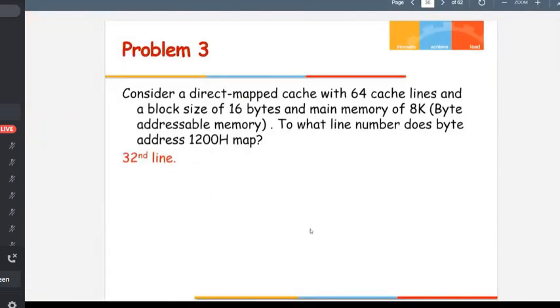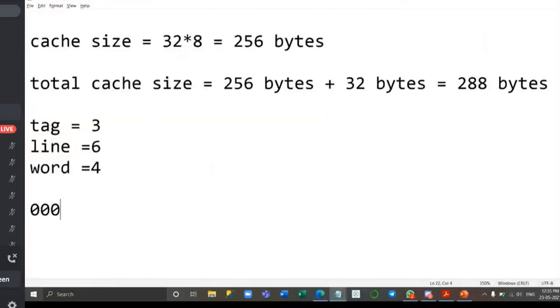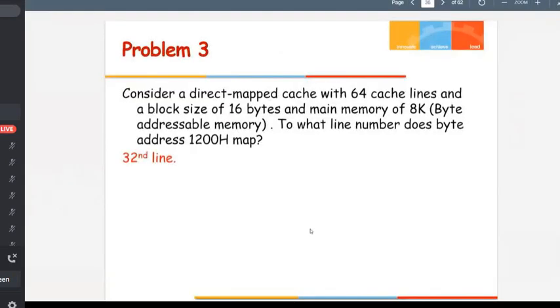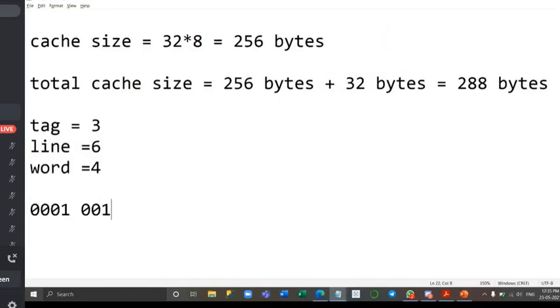First number is 1. 1 can be written as 0001. 2 will be 0010: 2 to the power 0 into 0 plus 2 to the power 1 into 1. The rest all are 0, right? This is 2, 2 to the power 0 into 1, this is 1. So 0001 is 1, 0010 is 2, and then the rest we have zeros. This is our entire 16-bit address.